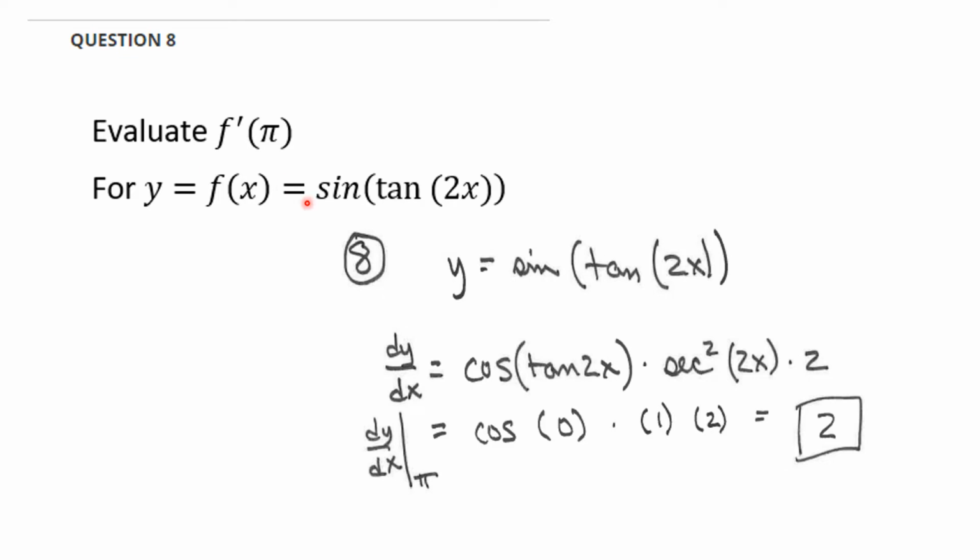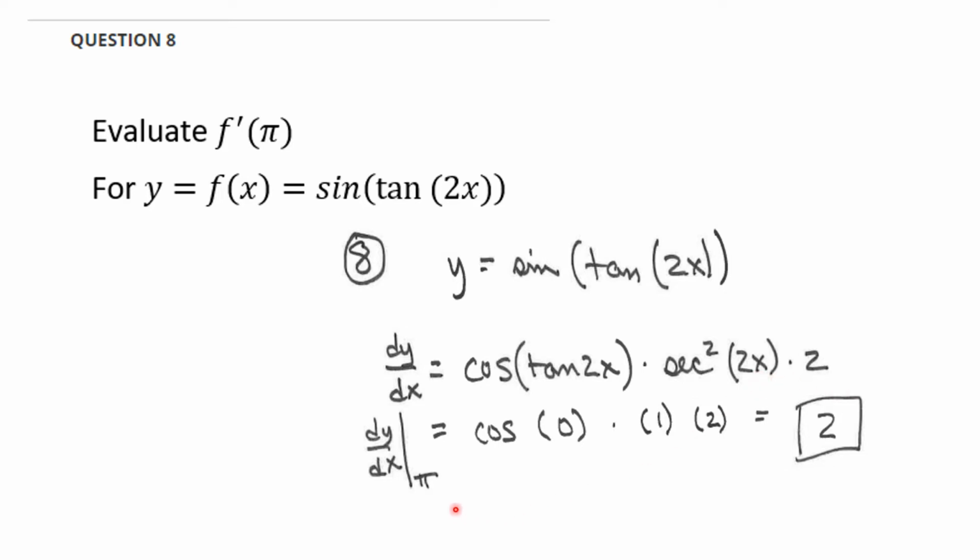Question 8, I evaluated f prime of pi, or that's what I wanted you to do, for y equals f of x equal the sine of the tangent of 2x. Now this is a lot of chain rule, but when you take the derivative, it's going to be starting on the outside, the cosine of tangent of 2x times the derivative of the tangent of 2x, which is secant squared of 2x, and then times 2.